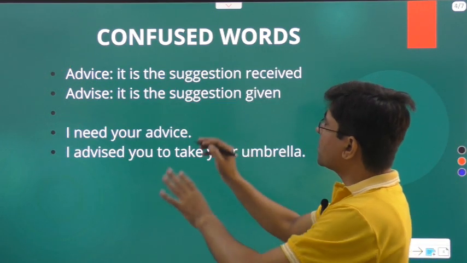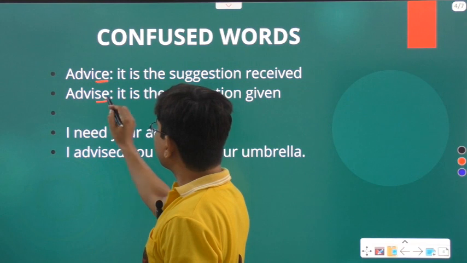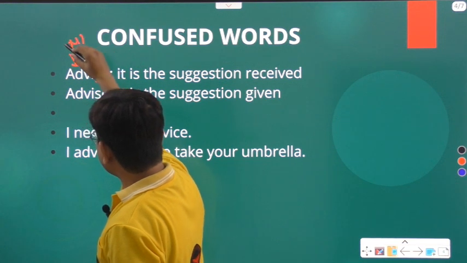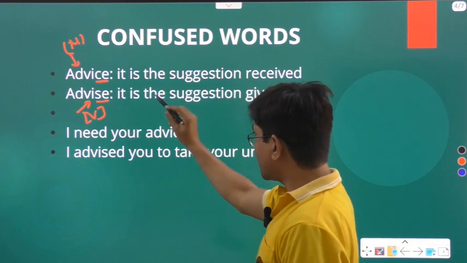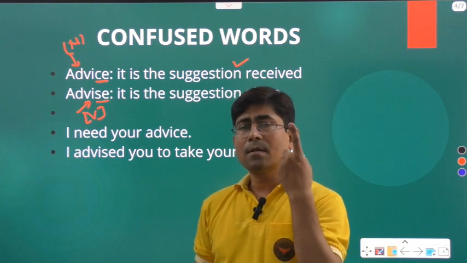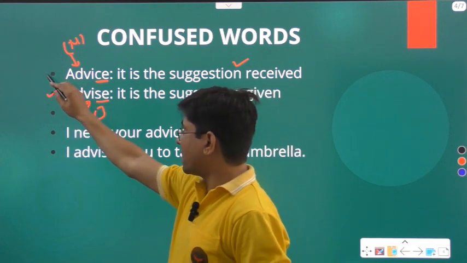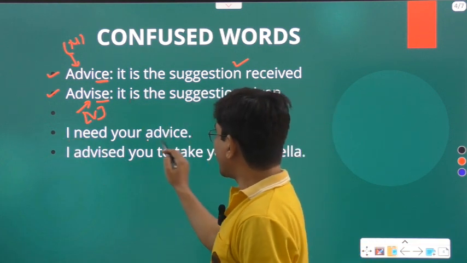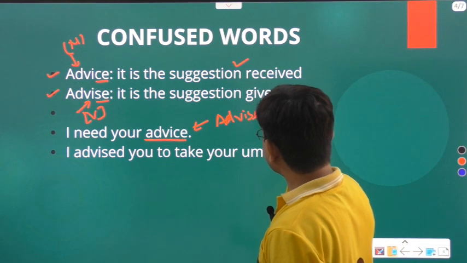The second pair of confused words is advice and advise. Advice ends with CE and advise ends with SE. Advice with CE is used as a noun in the sentence and advise with SE is used as a verb. The meaning of these two words: advice is the suggestion received. Suppose you are giving a suggestion, so giving a suggestion is advise and accepting a suggestion is advice. Use of these two words in a sentence: I need your advice, not advise. If you write advise, it will be wrong.